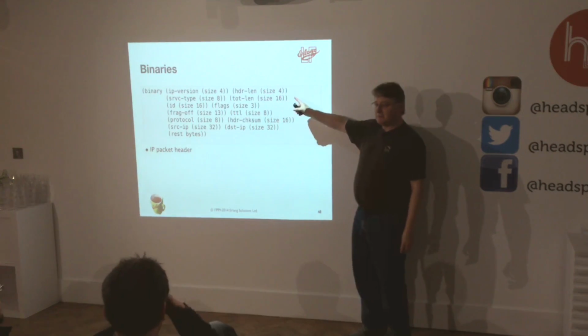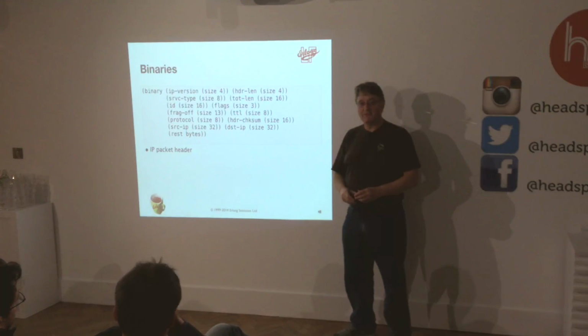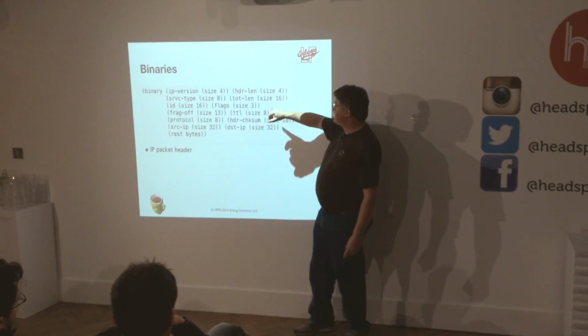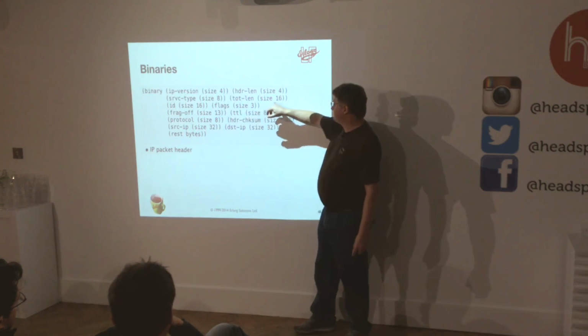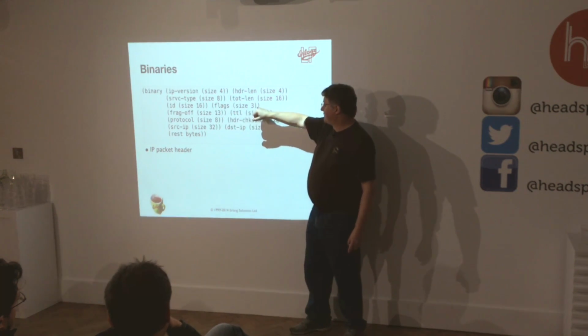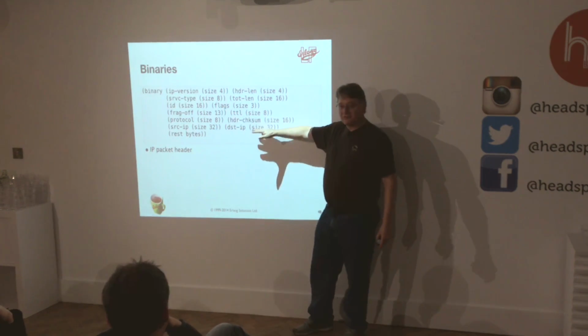That binary builds an IP version 4 packet. That describes and builds one. So there's a 4-bit version. There's a 4-bit header length. There's an 8-bit service type. There's a 16-bit total length. There's a 16-bit ID. There's a 3-bit flag field here. There's a fragment offset, 13 bits, etc., etc.